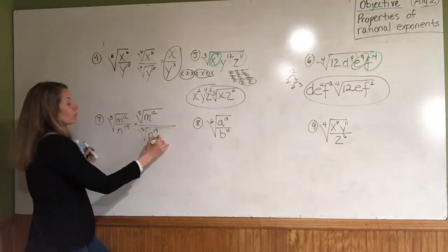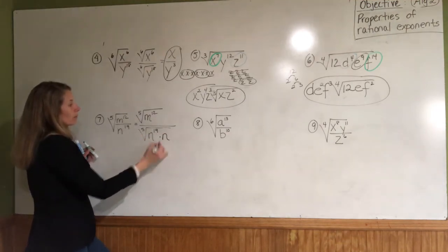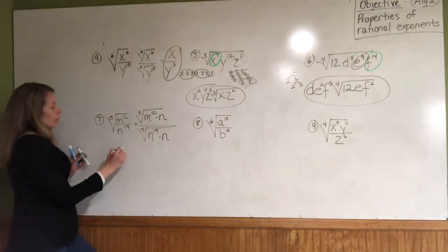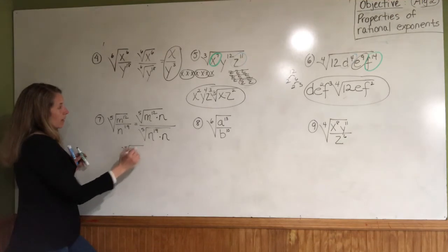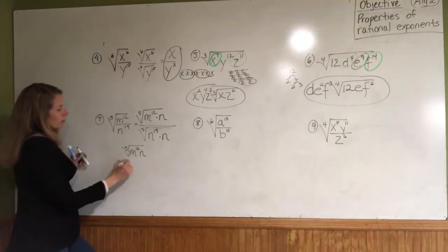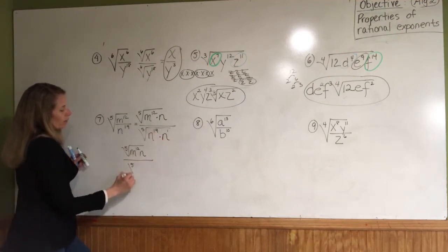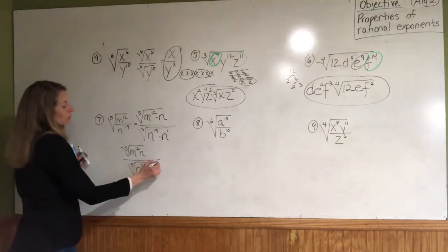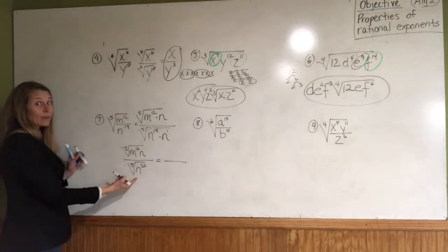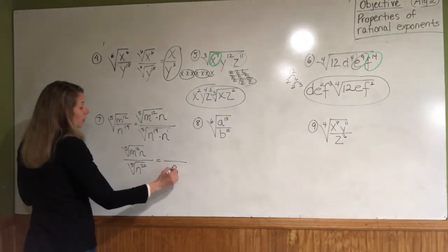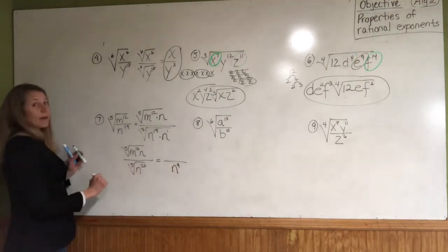So I need one more n on the bottom, and then whatever you do on the bottom, you also have to do on the top. So now on the top, I have the 5th root of m to the 12th times n, and on the bottom, I now have the 5th root of n to the 20th. And of course, that should work out evenly and get rid of your radicals. So 20 divided by 5 is 4. So I have 4 groups of 5 n's.